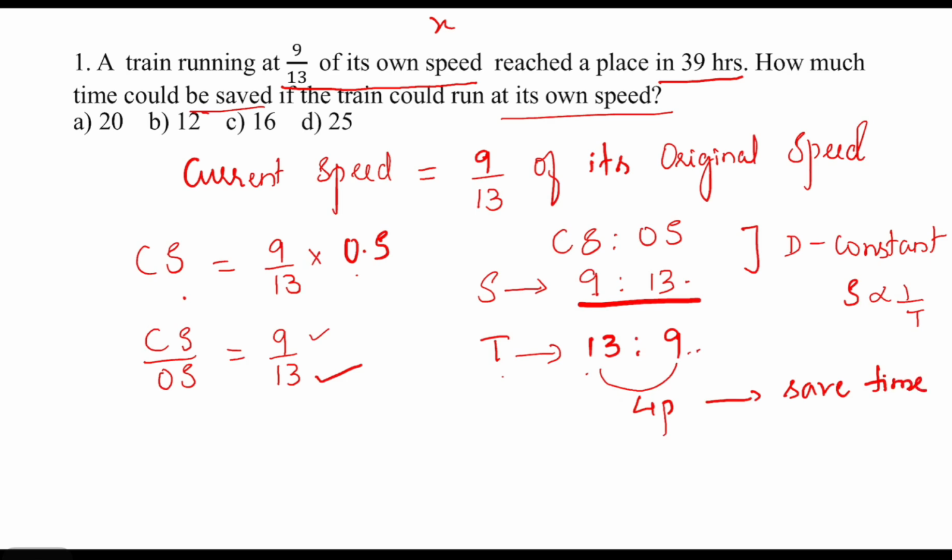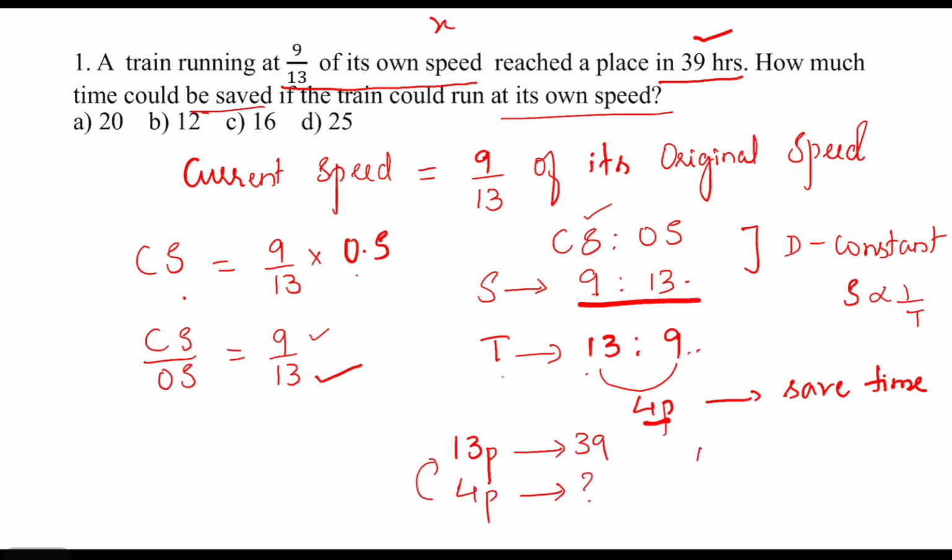So we know that if it is running at current speed, it is taking 39 hours, isn't it? So that means 13 parts is 39 hours. So that means 4 parts is how much? Because we want to know, if it is running at original speed, how much time it will save. That means in ratio it is saving 4 parts. So in actual value, how much it is saving?